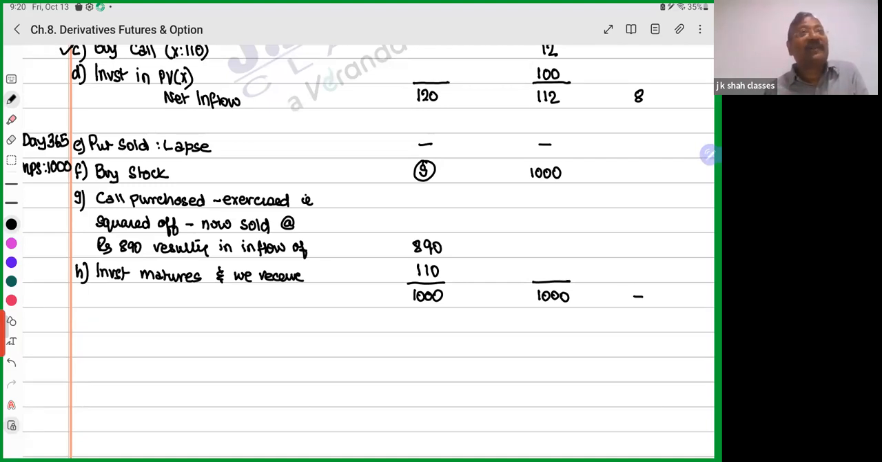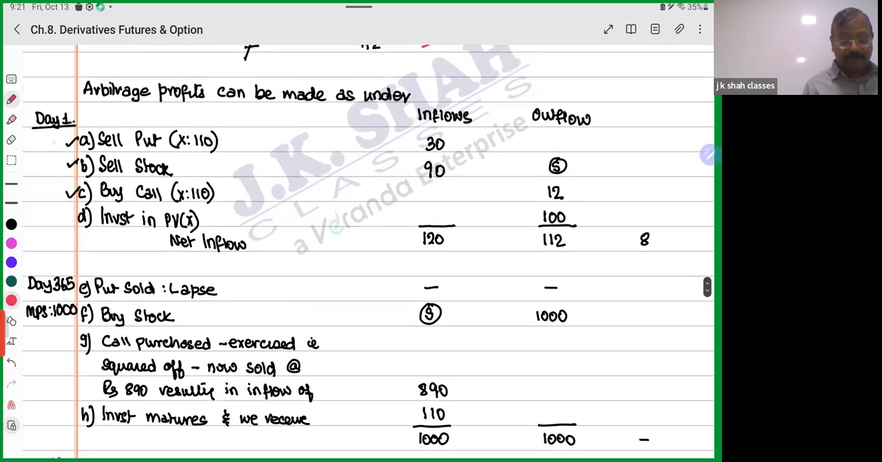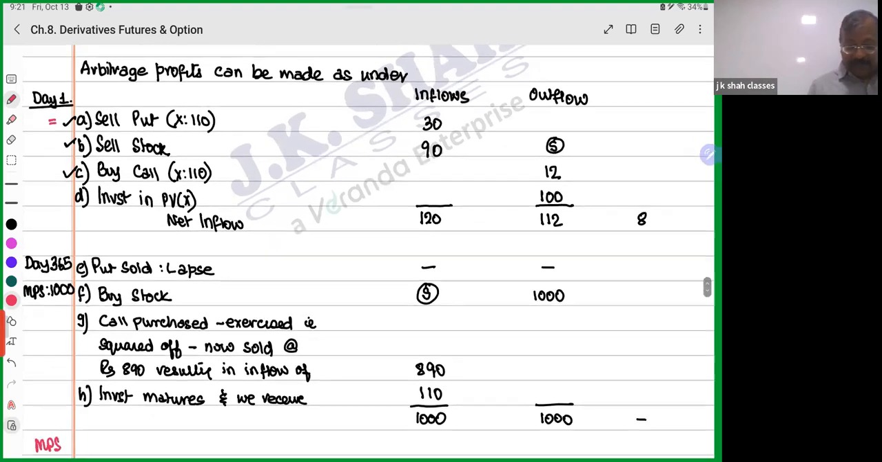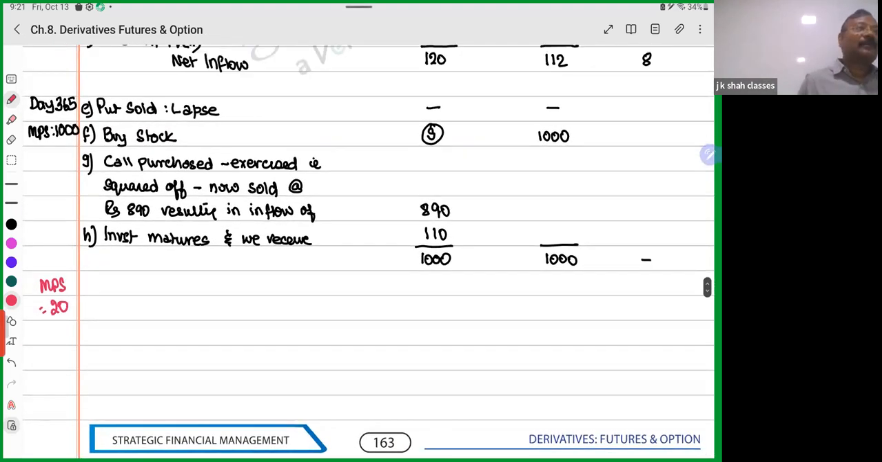If the market price had gone down, had it gone down? Let's see that also. No, let's say 20 rupees, right? Let's start from the beginning. You have sold a put at 110. Market price 20. Is it in the money or out of the money? Will it be exercised? Yes. By whom? Exercised by the buyer.